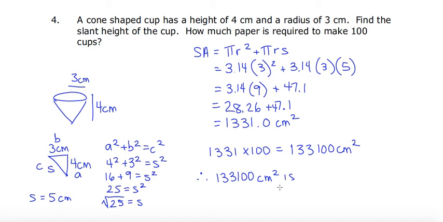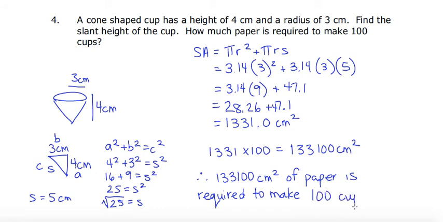Sorry, I'm going to change that. Of paper is required to make 100 cups. Now, I think I've made a mistake. So I wanted to add this. I think I may have multiplied that because that looks very large. So 28.26 plus 47.1 is equal to 75.36. That's a much better number. So my apologies for that.